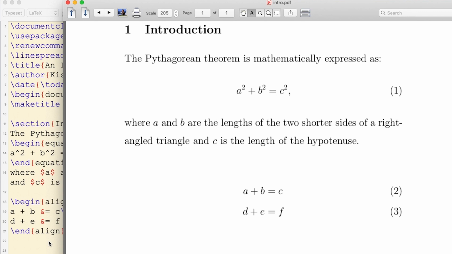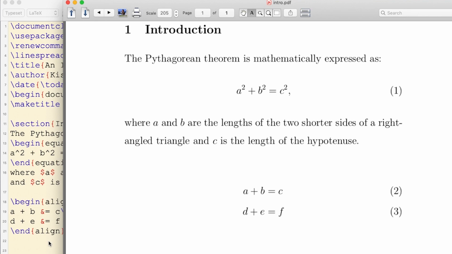The gather environment in LaTeX is part of the AMSmath package and is used to display multiple equations or expressions in a vertically aligned format. It's centered on its own line. It is particularly useful when you want equations to appear one below the other without any alignment constraints.